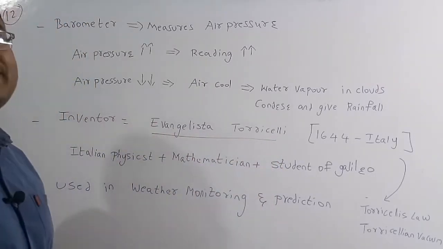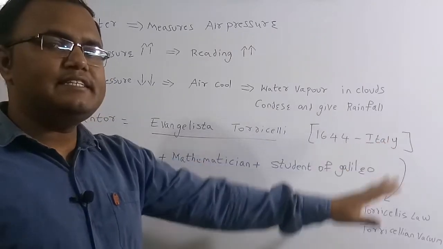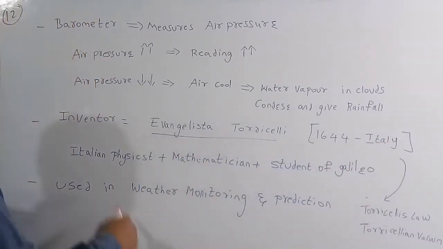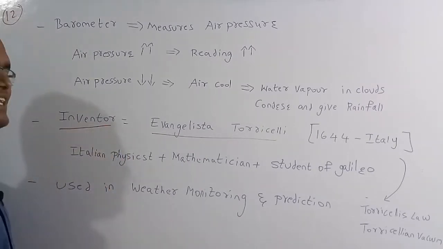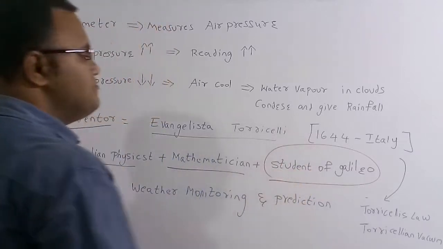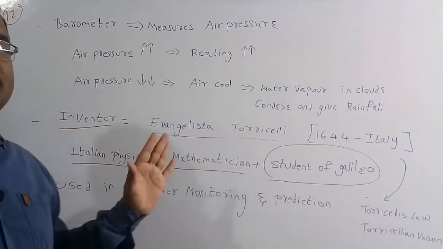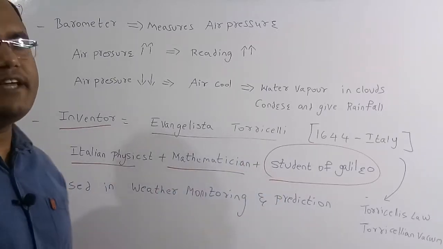He invented the barometer in 1644 in Italy. He was basically an Italian physicist and also a mathematician, and he was a student of Galileo.